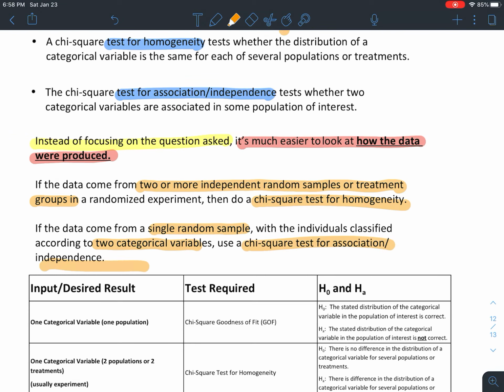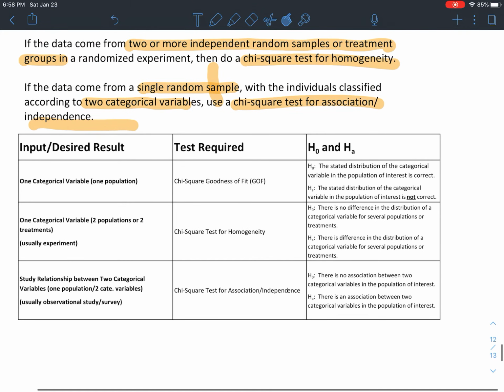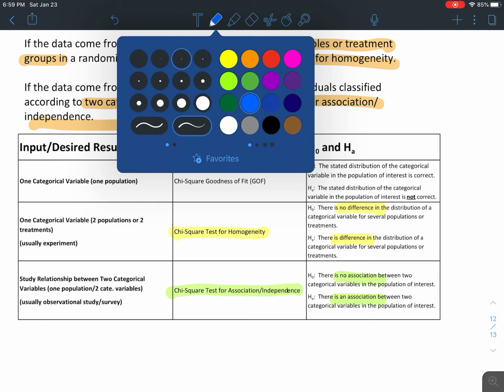Okay, we know that in this box below, this is how we started out this section, which was kind of a summary here of each of the three chi-squared tests and how those hypotheses are drafted. We have difference, no difference for homogeneity versus no association and an association for the chi-square test for independence. Okay, add this note here if you would.